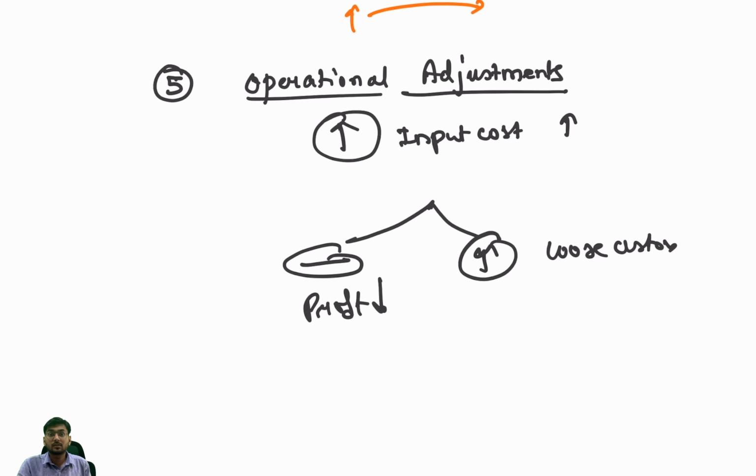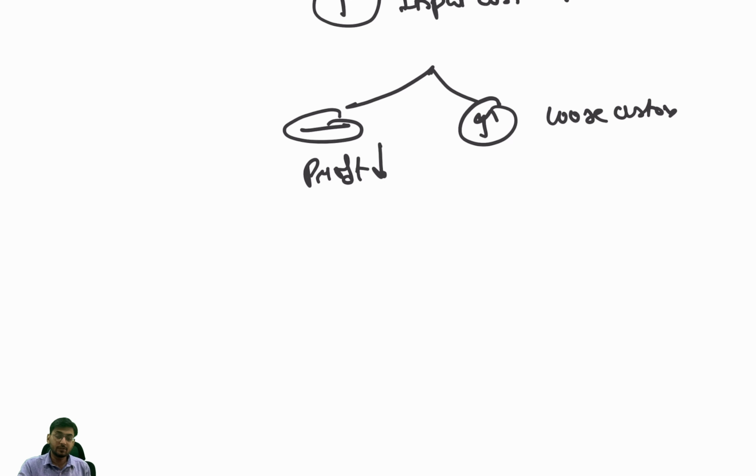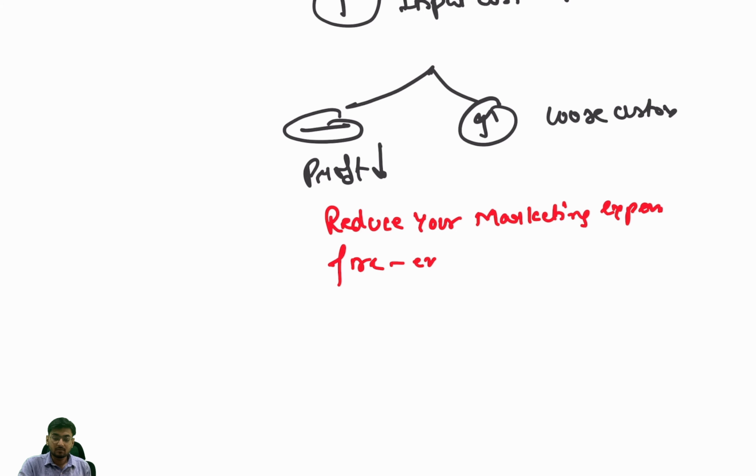What now? First, reduce your marketing expenses. Clear? You can fire few of your employees. Clear? Then packaging cost can be reduced. Clear? You can switch from one input to another.